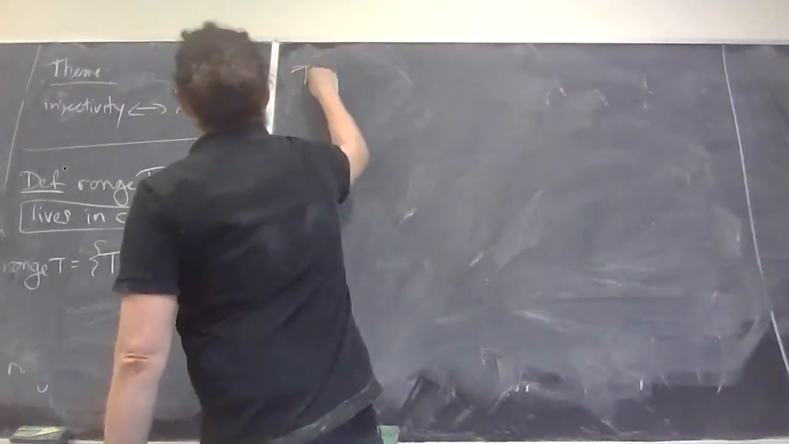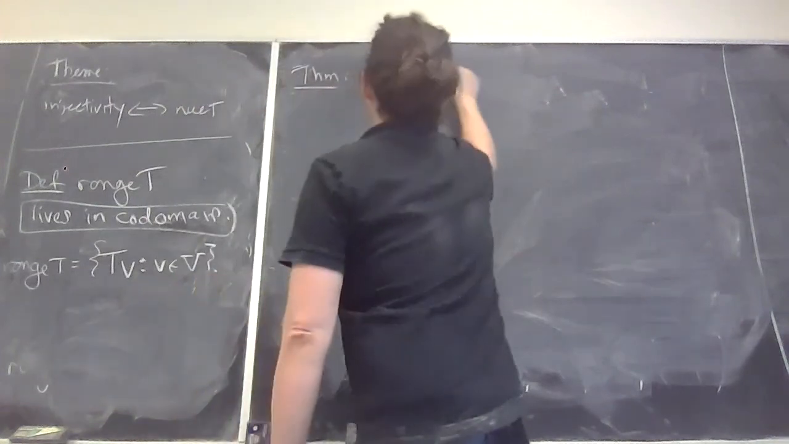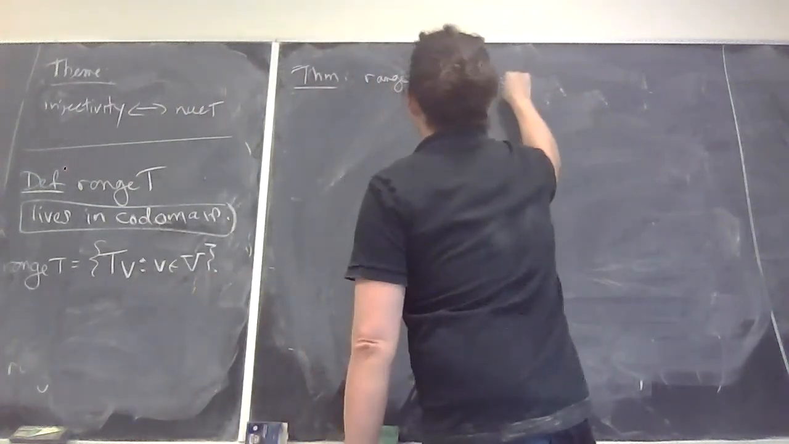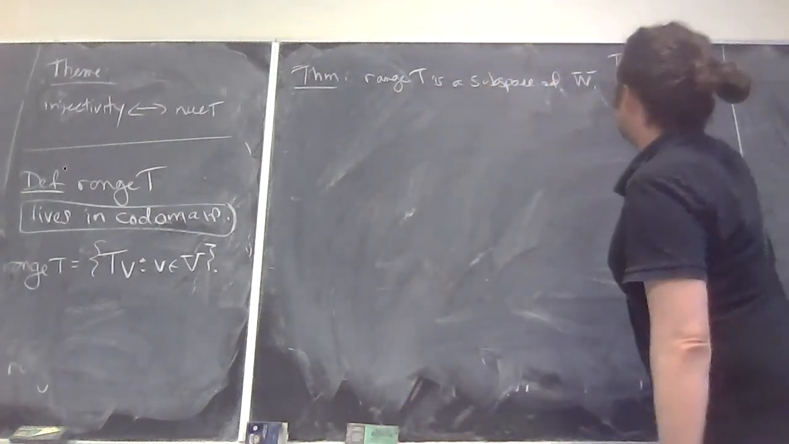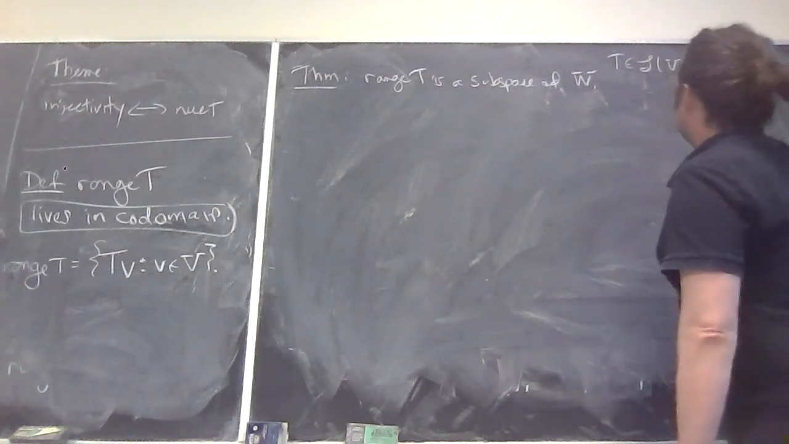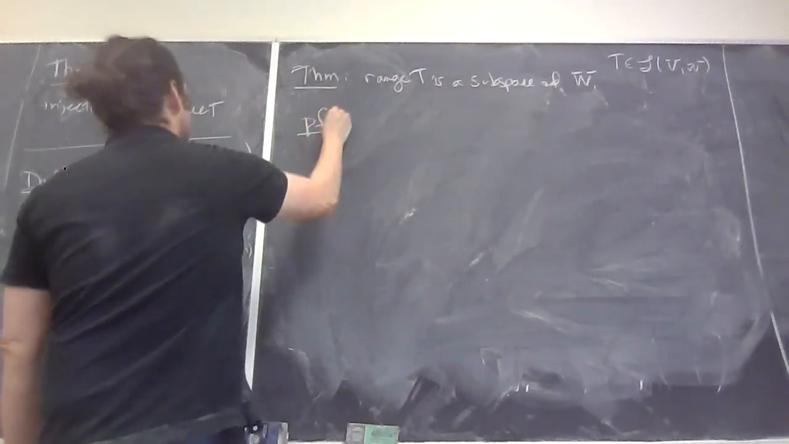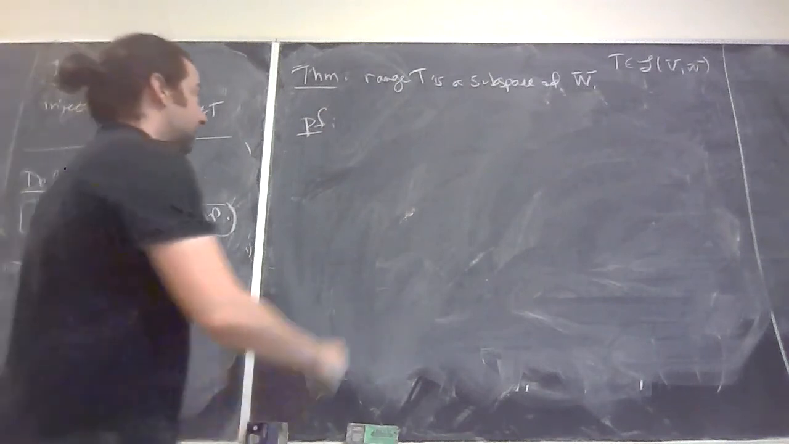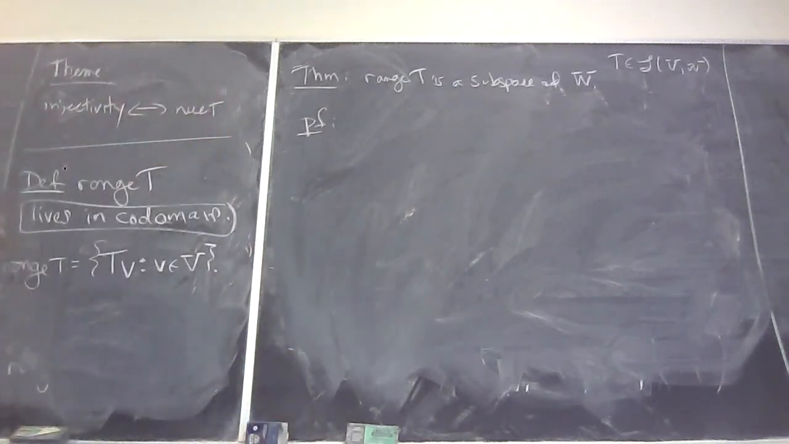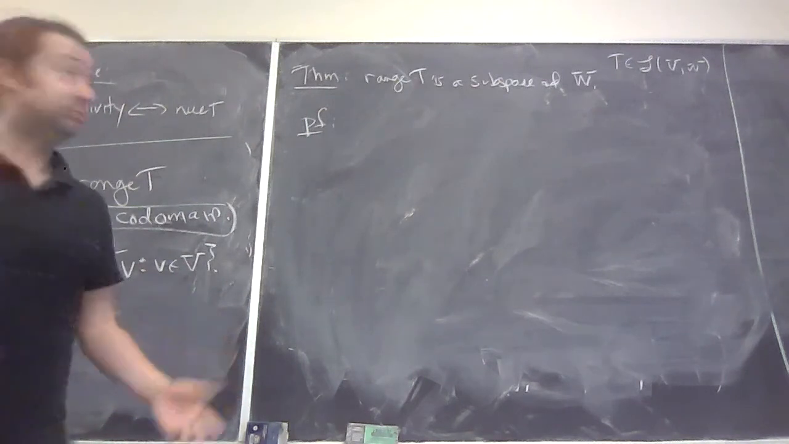Okay, but first we have a theorem here. It says the range of T is a subspace of W. This is for T from V to W. As before, it's useful to take a walk through the proof of this kind of thing. Again, this is not a hard proof, but the idea is we have to check three things: 0 is in there, it's closed under addition, and closed under scalar multiplication. It should not surprise you we're going to be using linearity of T again as our main tool.